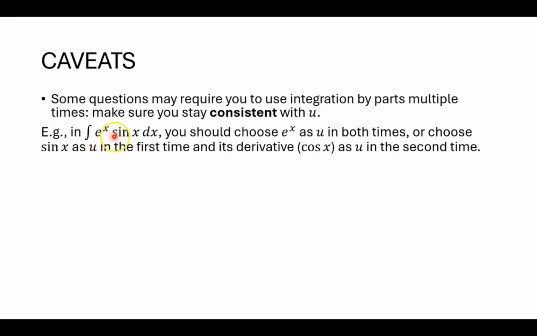So in this case, it doesn't matter which one you choose to be u. If you want to choose e to the x as u the first time, then you should choose it as u the second time as well. Or if you want to choose sine of x as u the first time, then you need to choose its derivative, which is cosine of x, as u the second time. So just make sure you stay consistent with your choice.